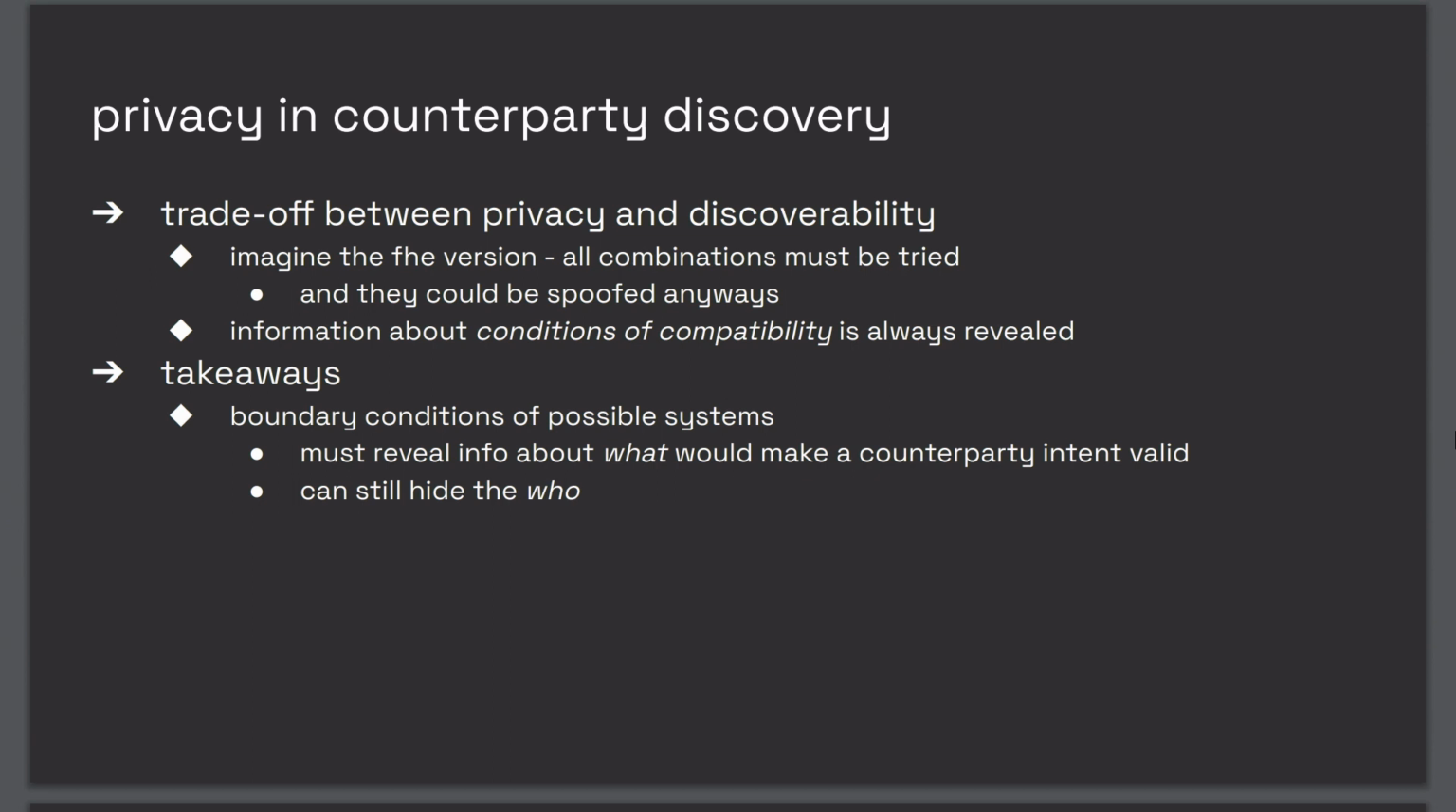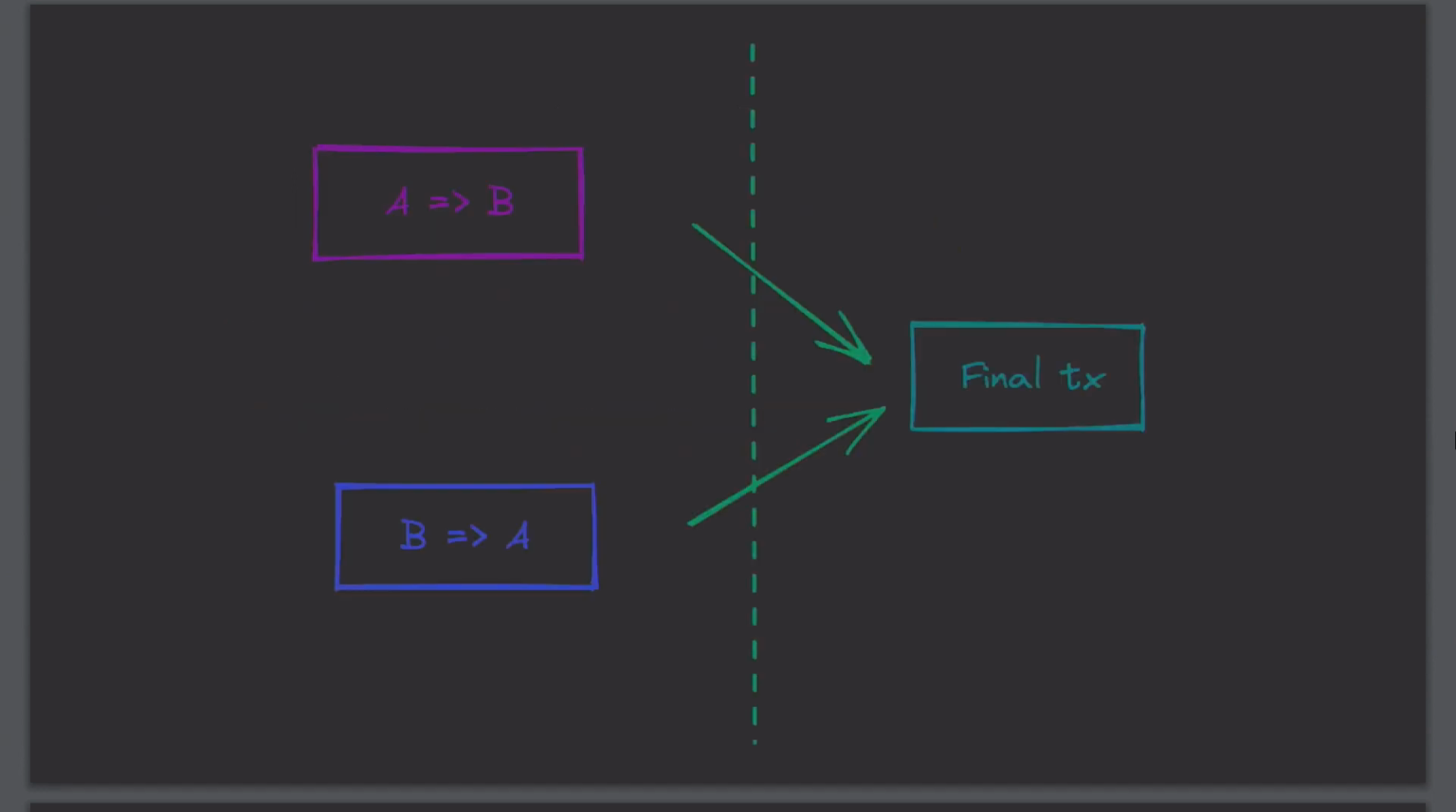Kind of the what of her intent, what her preference is, and what class or subset of intents would match her intent. So we think this creates boundary conditions on the possible privacy which can be added to this counterparty discovery architecture. Namely, the participants must reveal the information about what would make a counterparty intent a valid match to their intent. But the good news is that they can still hide who they are, because who they are doesn't have anything to do with what a valid intent would consist of.